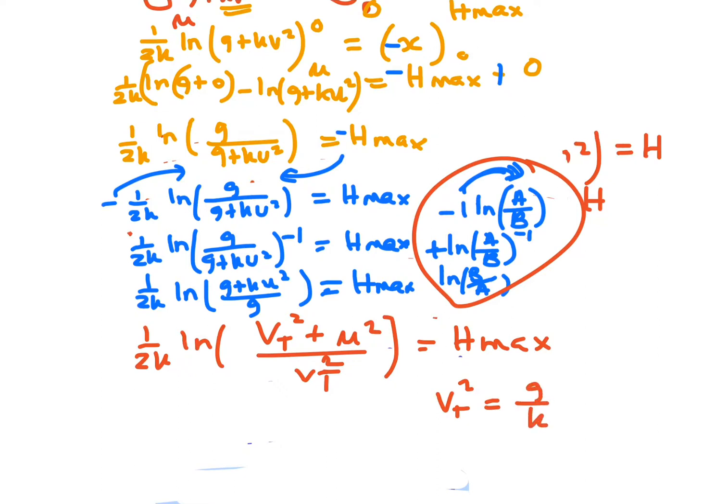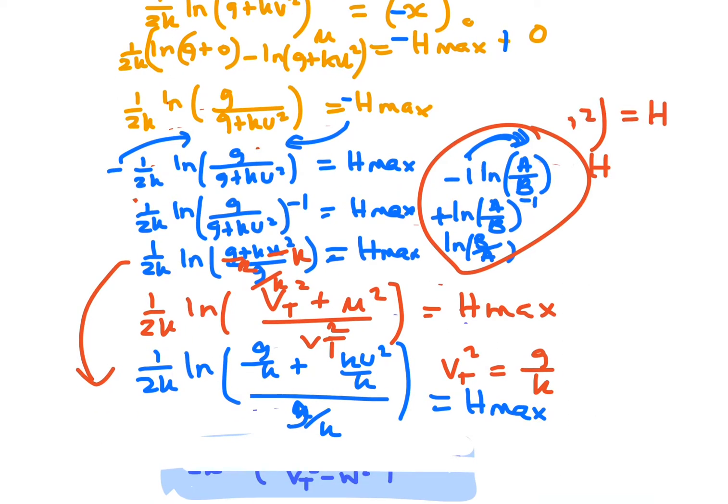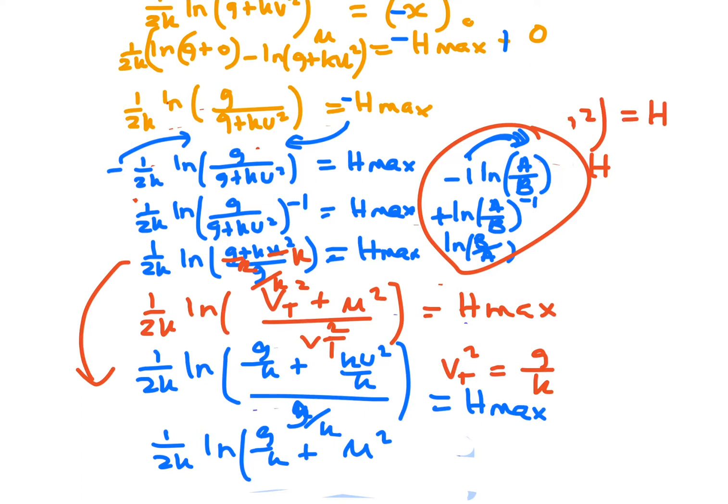So this is very similar. All that I need to do is divide each of these terms by k. So if you take this one here, you have 1 on 2k ln, so you have g on k plus k mu squared on k over g on k. So I'm dividing top and bottom by k. Then what will happen here is you will get 1 on 2k ln g on k plus mu squared, because the k's go out, on g on k, which is h max.